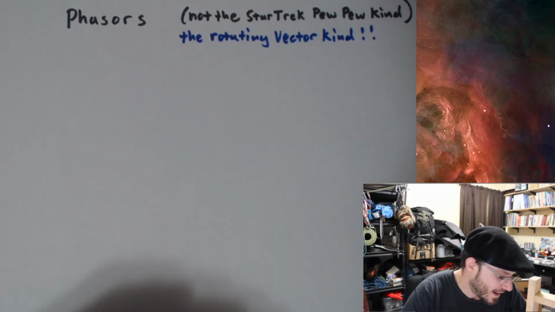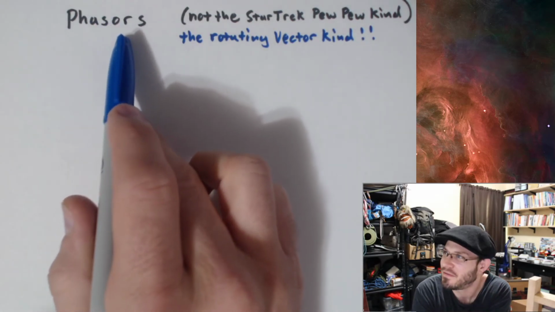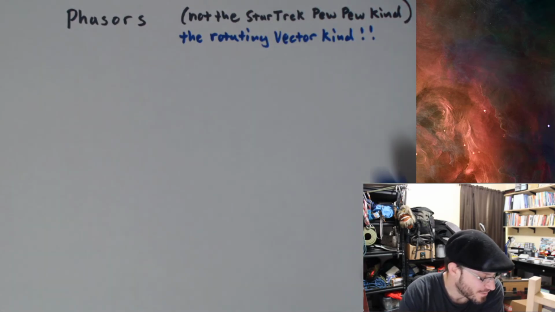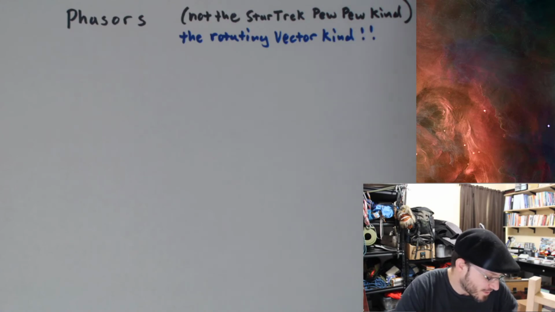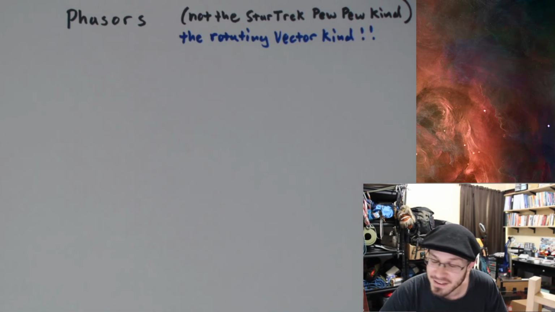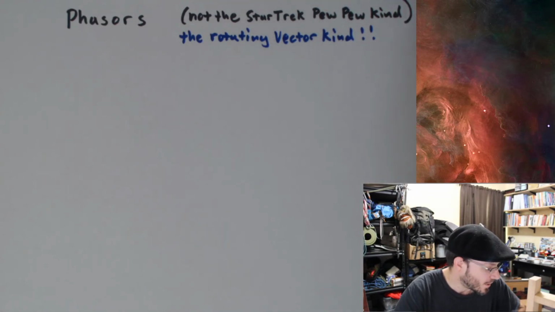Okay, so let me go ahead and start. Today we're going to introduce something called a phasor. And this is not the Star Trek variety of phasors, the pew-pew kind. This is the rotating vector kind of phasor, and it's going to be useful for looking at how components like inductors, capacitors, and even resistors behave in the presence of AC or alternating current.